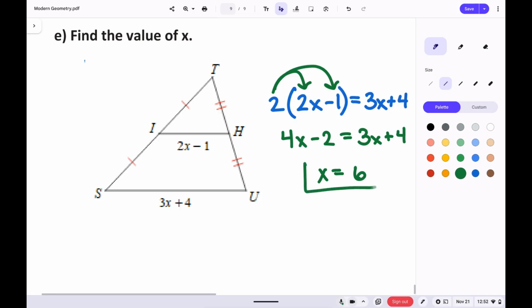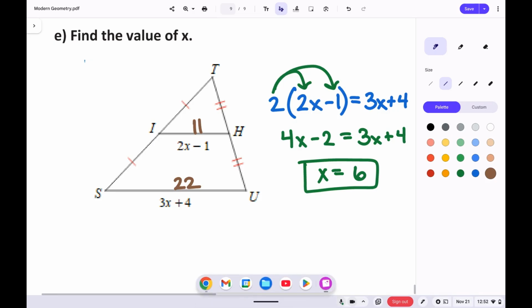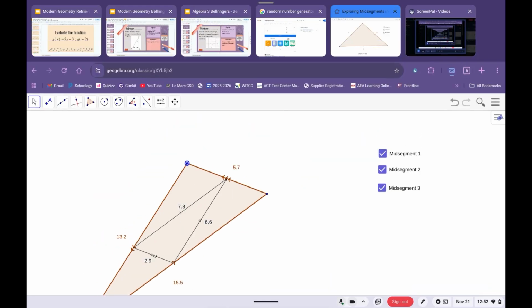6. How could I check my answer and make sure I did it right? Plug it in. So up here for IH, what's 2 times 6 minus 1? 11. So then what should the bottom be? Should be 22. If I take 3 times 6 plus 4, is it 22? Yeah. That would just be a real quick way to check your work if you wanted to. Okay. Any questions on that? Okay. Let me get this.